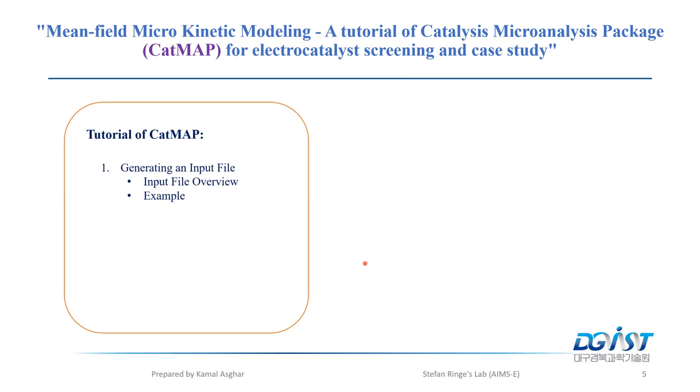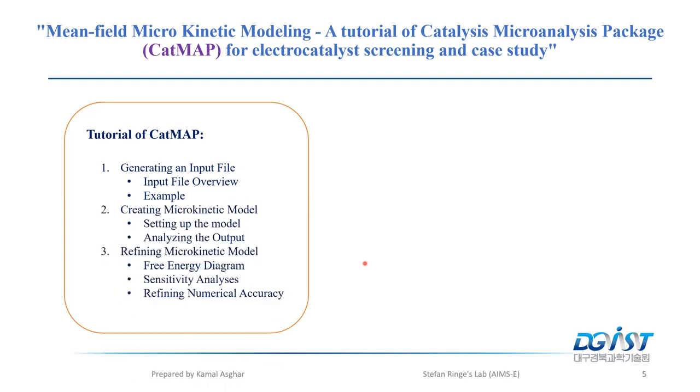First of all, generating an input file. You have to generate an input file and then create the Micro Kinetic Model file. At the end, refine the Micro Kinetic Modeling. So these three phases or steps are required for the Catalysis Microanalysis Package process.